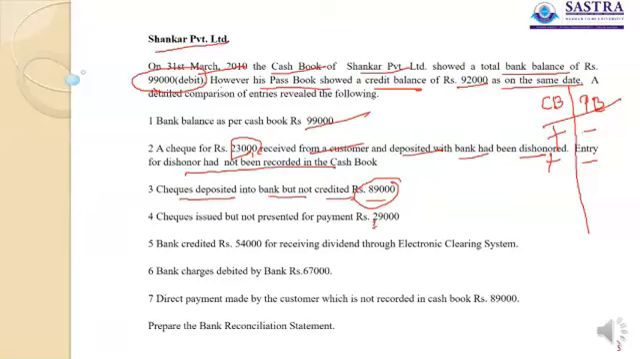Then checks issued but not presented for payment, 29,000. Checks issued may be entered in the cash book as payment, that decreases the cash book's balance. And the people to whom they were issued might not have remitted them into their bank account, so that the bank would not have collected such checks, which keeps the bank passbook's balance of ourselves increased.